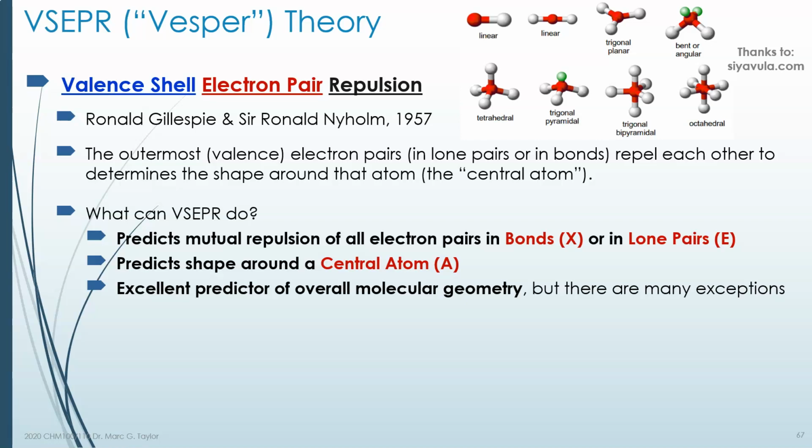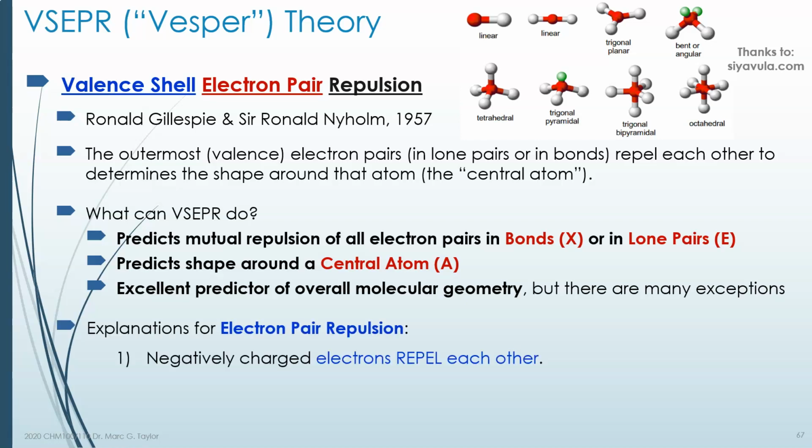You are certainly not responsible for any of the exceptions because they're much more advanced, beyond the scope of this course. It's not a perfect theory, but it works pretty well to predict the shape of the vast majority of small covalent molecules that you will be exposed to.